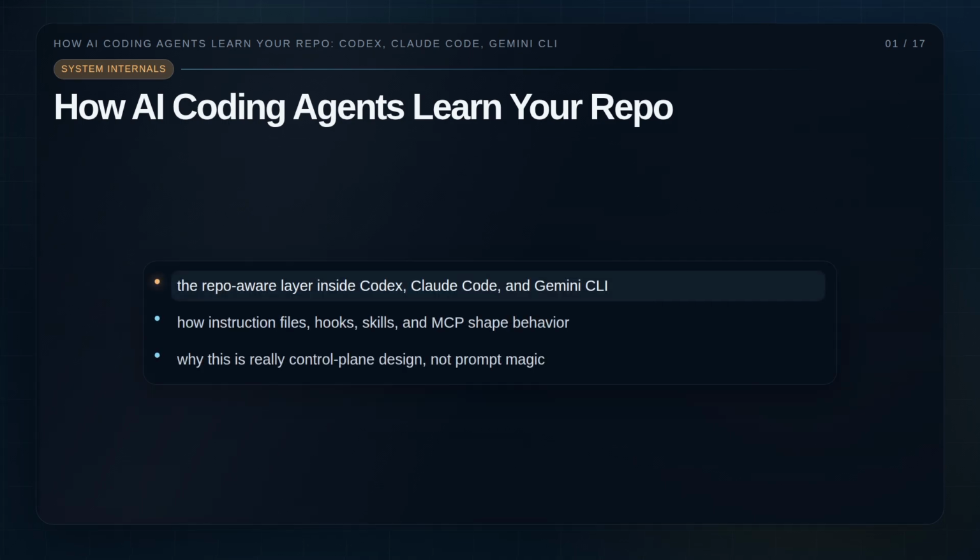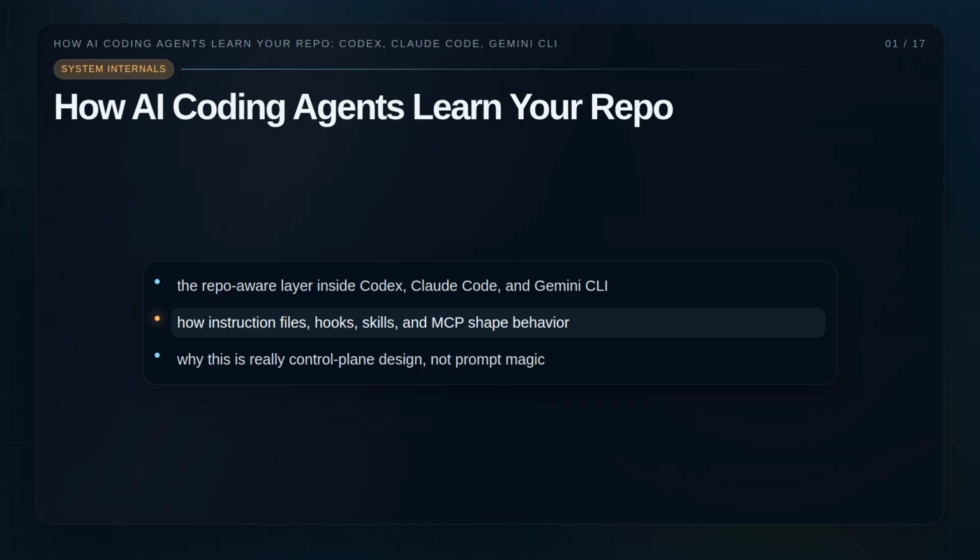This is the follow-up to the broader AI coding CLI architecture video, but the scope is narrower and more practical. The question here is not what the whole product is. The question is how these agents become repo-aware in a way that feels reliable instead of haunted. Once you start using Codex, Claude Code, or Gemini CLI seriously, that is the next thing you care about.